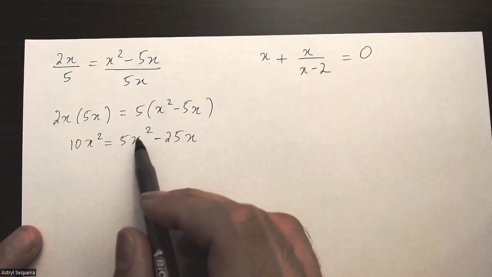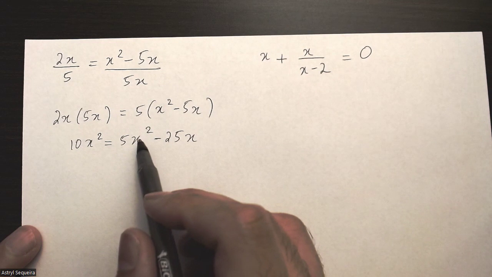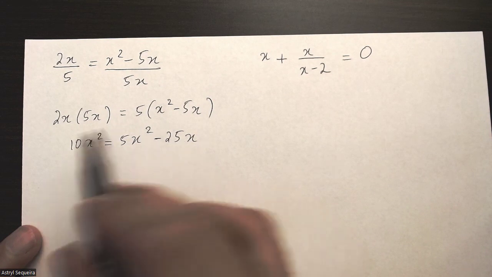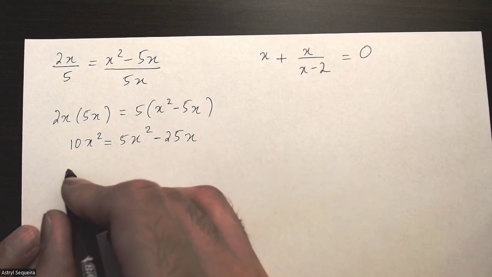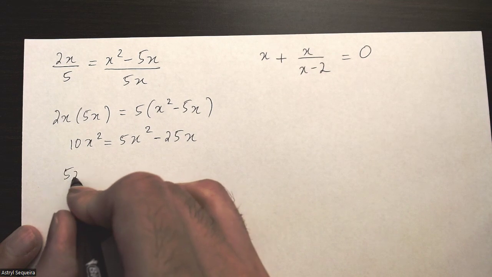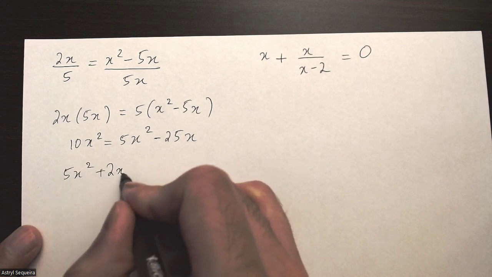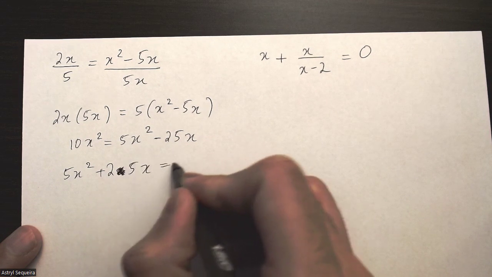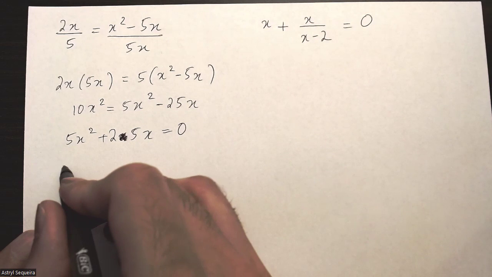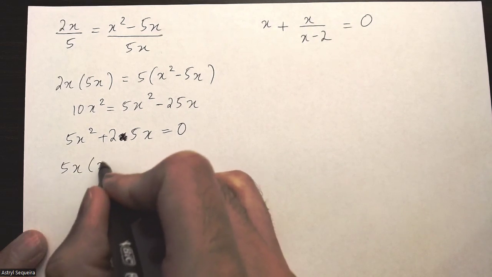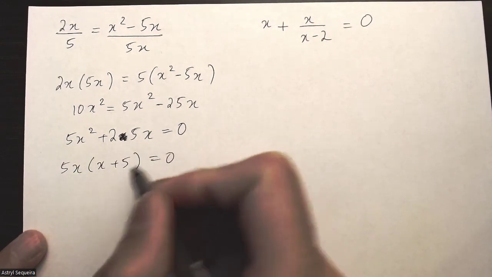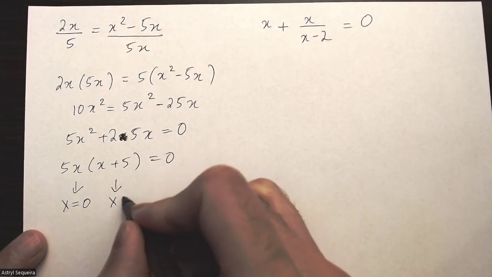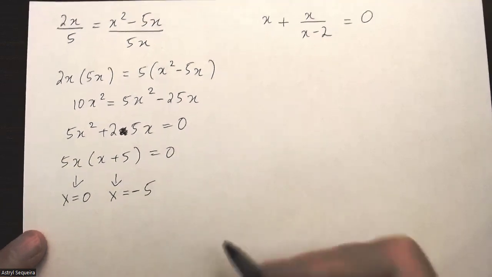Then I will subtract the 5x squared and add that on the other side. I'll move everything to the left side because that will keep my x squared term positive. So I have 5x squared plus 25x equals 0. This is a quadratic equation. I can common factor here. 5x times x plus 5 equals 0. So my two solutions are x equals 0 and x equals negative 5.